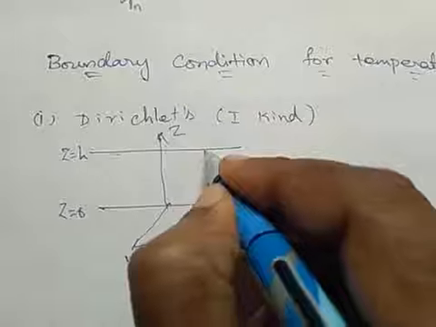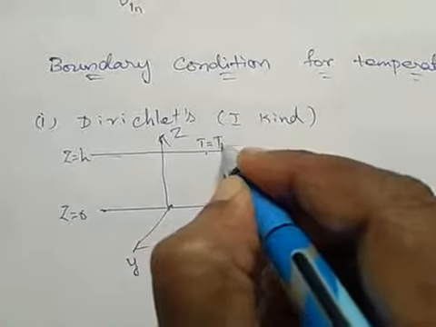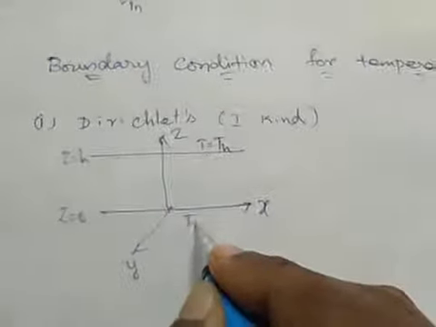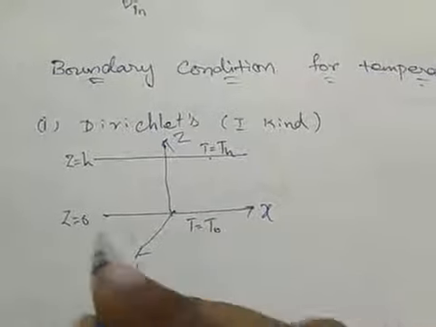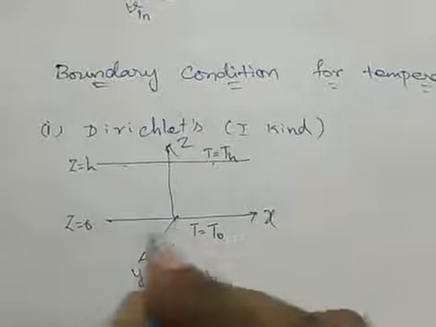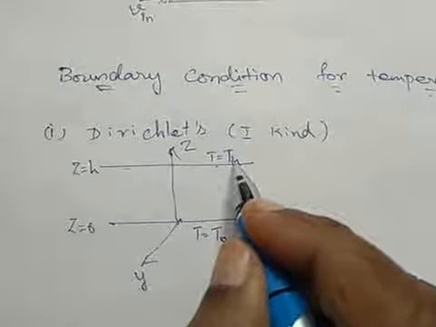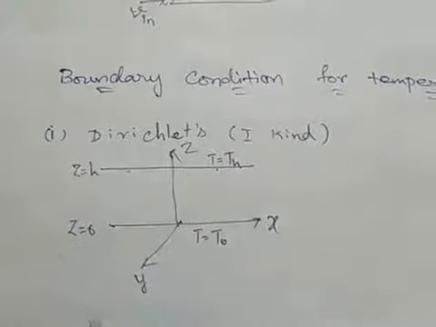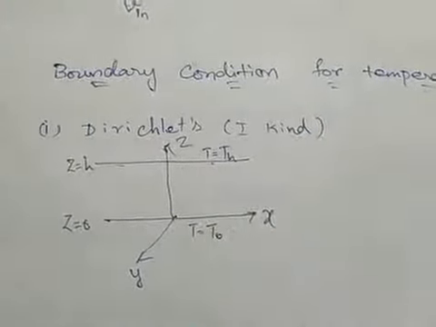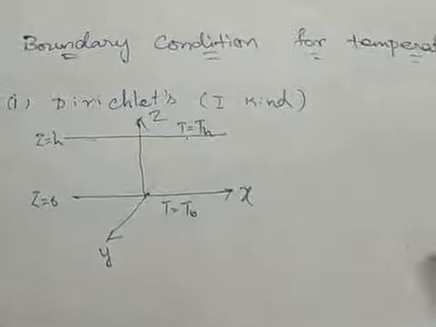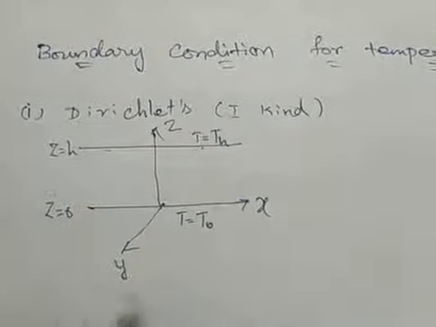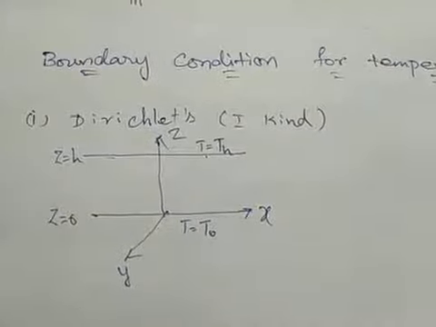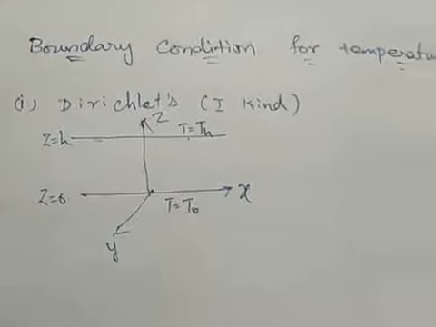At this plate, the temperature is some constant temperature, T0. T0 indicates temperature at the wall z equal to 0. Th indicates temperature of the wall at z equal to h. So this kind of boundary condition we call it as boundary condition of first kind or Dirichlet's boundary condition.